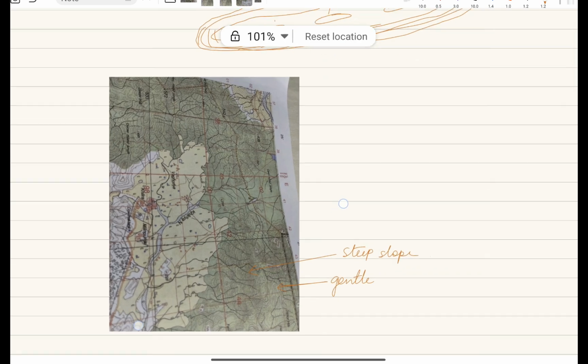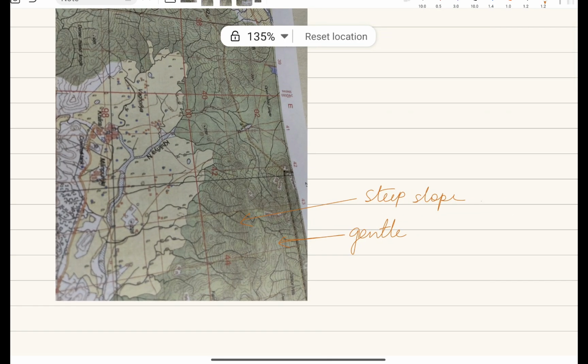Here again, see, the contour lines are very closely spaced. That means it is steep slope. Far away from each other, it is gentle slope.